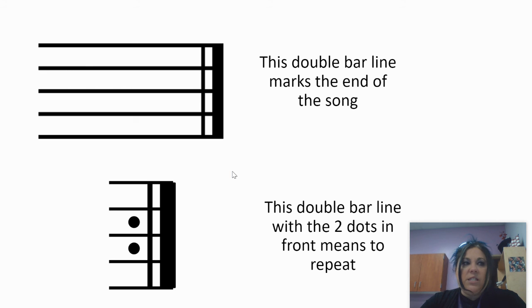A couple more things that I wanted to go over. This double bar line, you can see there's 1 bar line and then there's a thicker one. That marks the end of the song. Song's over. If there's 2 dots in front of it, that's a repeat sign, and that means we're going to repeat what we just sang.